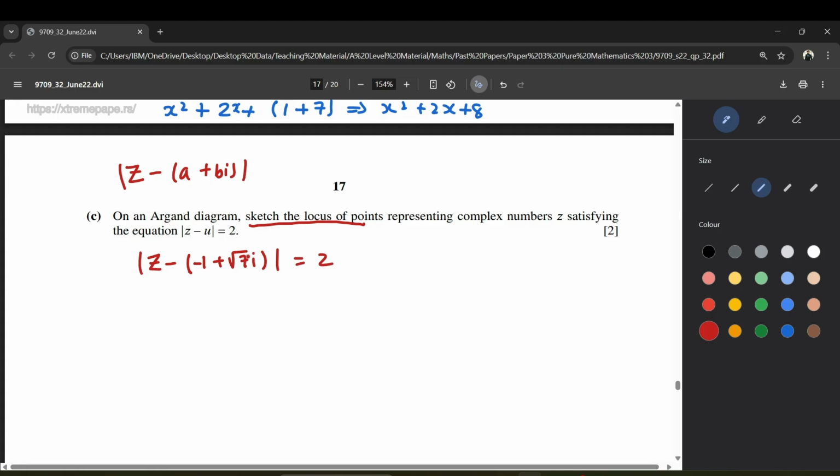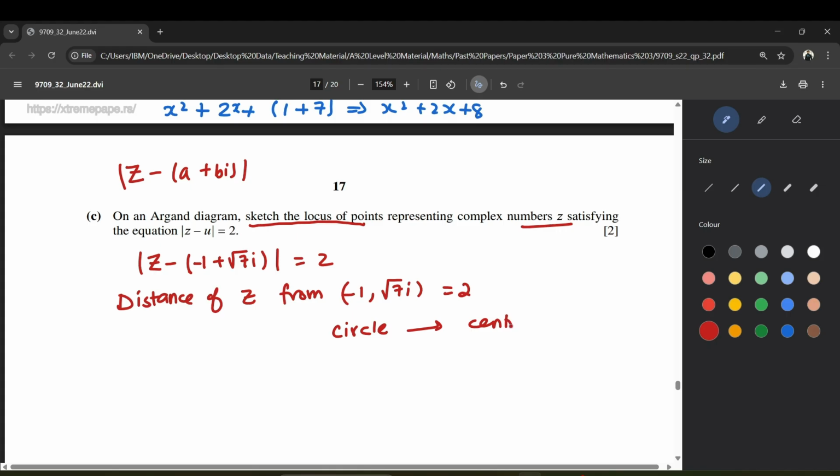So we can see that this is already in the required form, right? So we know that the distance of z from minus 1 root 7I is equal to 2. So this is what's represented. Locus is basically all the points, the complex numbers z, which satisfy this equation, right? So basically this would mean that we are talking about a circle whose center is minus 1 root 7I and the radius is equal to 2.